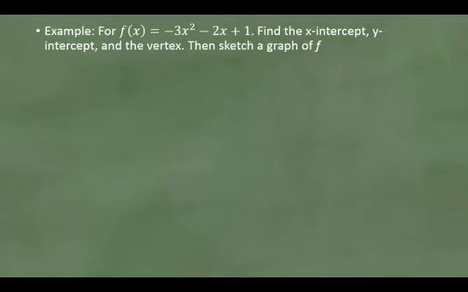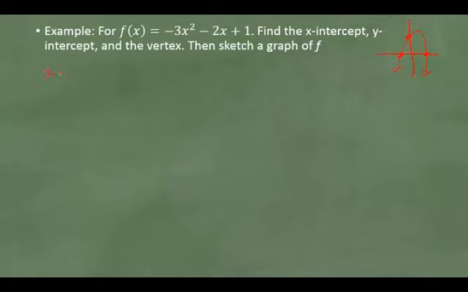For the following function, I want you to try to find the x-intercept, the y-intercept, and the vertex. Then sketch a quick graph of the function. Already you know how to do a quick graph, right? This is -3, so it should look like a parabola opening downwards somewhere. And maybe it has some x-intercepts and some y-intercepts. So that's what we're going to try to find.